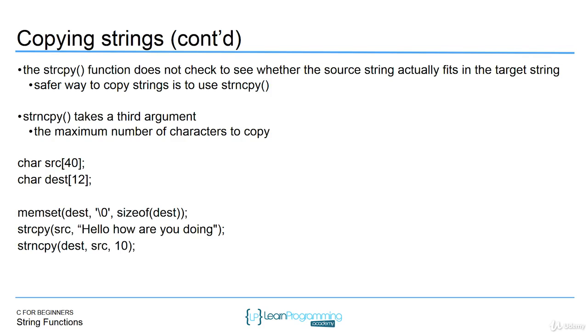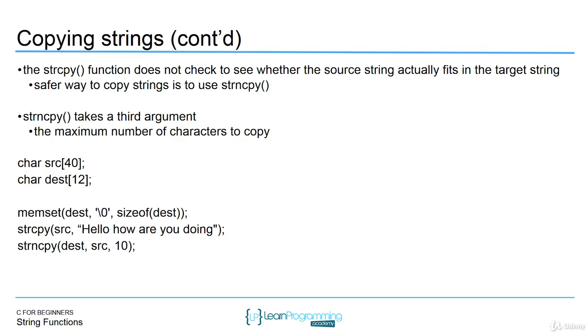But if you do a strncpy and you copy into destination, it's going to copy source and it's only going to copy the first 10 characters. So that third argument should correspond to the size of destination. So let's go into Code::Blocks and look at strlen and look at copying strings to see exactly how these work.